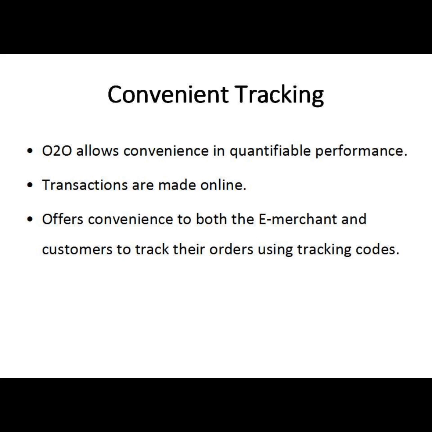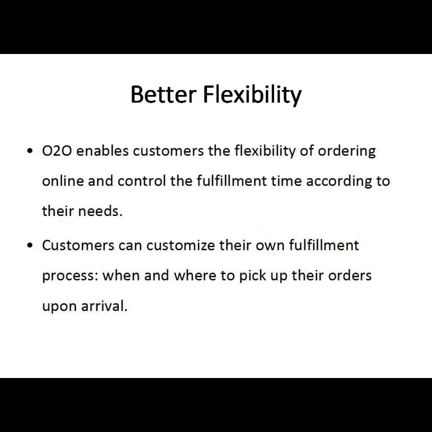It is then integrated to the offline world where the whole thing is brokered via intermediaries like OpenTable or SpaFinder. This is proven to be a more profitable and scalable model than selling advertising to local establishments. O2O offers better flexibility. O2O enables customers to order online and control the fulfillment time according to their needs. Order fulfillment is defined as the steps involved in receiving, processing, and delivering orders to end customers.